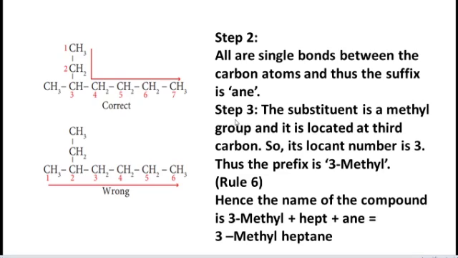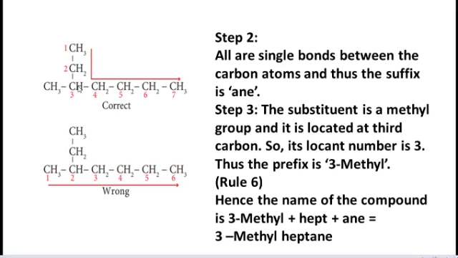Next, step 3: the substituent is a methyl group. This is a methyl group, located at the third carbon. Here 1, 2, 3. So the methyl group is located at the third carbon, and its locant number is 3. Thus the prefix is 3-methyl.